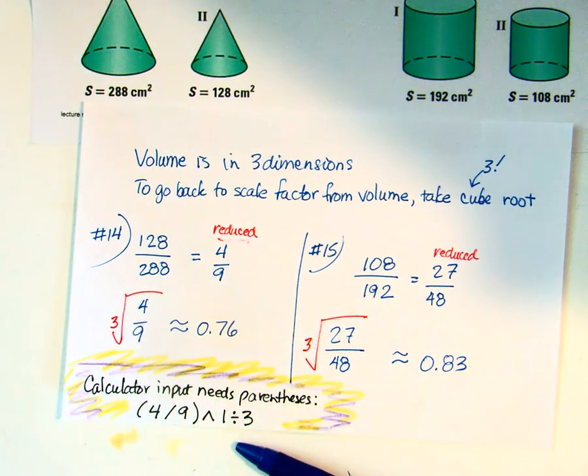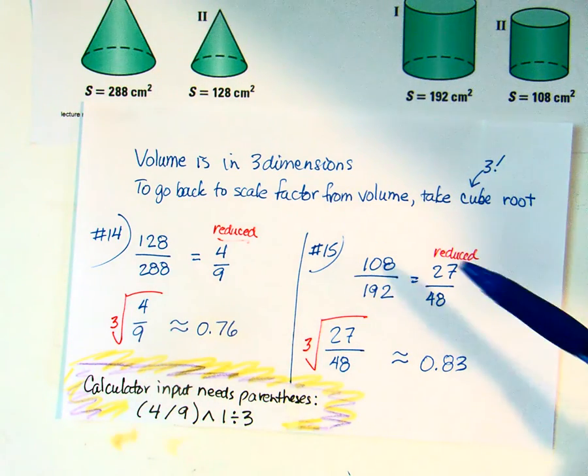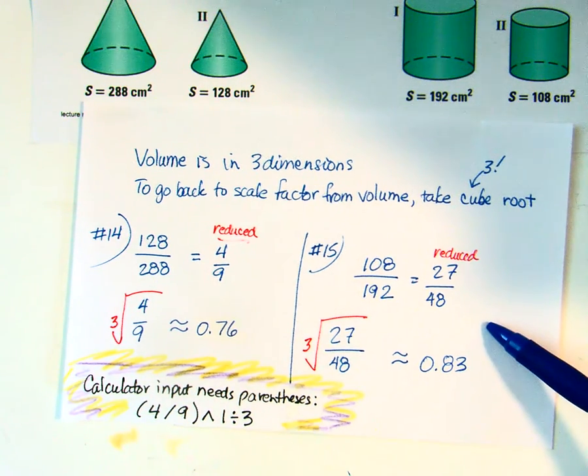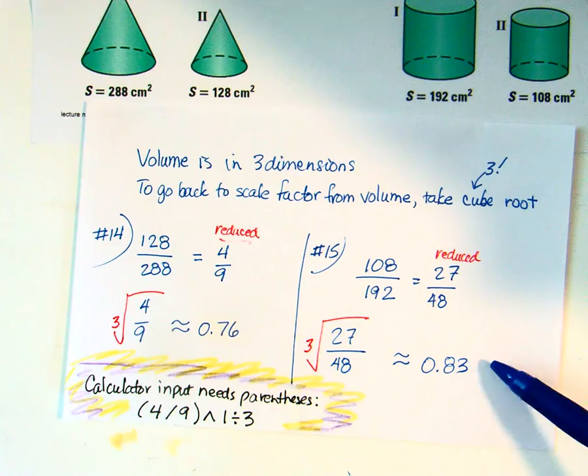A reminder, the way you get roots other than square roots is to raise it to the fractional power. Now, for square root, there's a dedicated button because we use it so much. But for a cube root, that's the way you'll need to do it. And then here is a solution very similarly done to number 15.